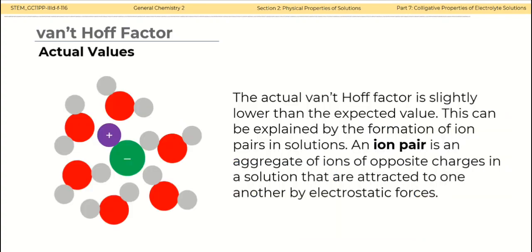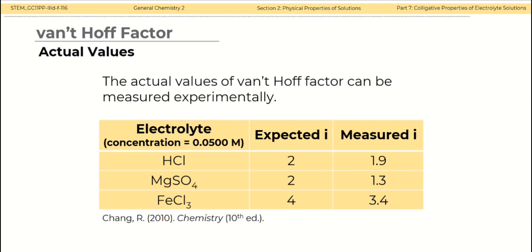The actual Van 't Hoff factor is slightly lower than the expected value. This can be explained by the formation of ion pairs in solution. An ion pair is an aggregate of ions of opposite charges in a solution that are attracted to one another by electrostatic forces. The actual values of Van 't Hoff factor can be measured experimentally.